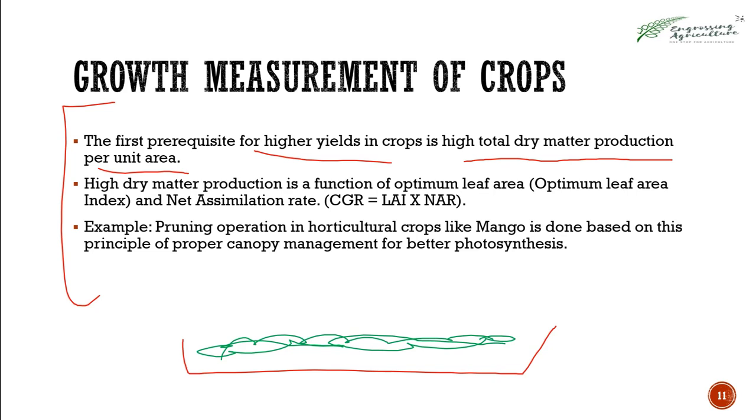There's a formula for this. You can see the formula here, and you can use the formula to calculate the dry matter production of the crop, of the field.